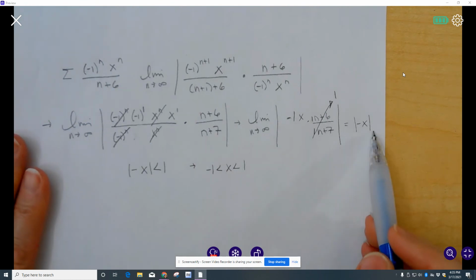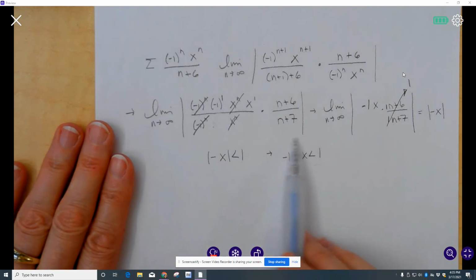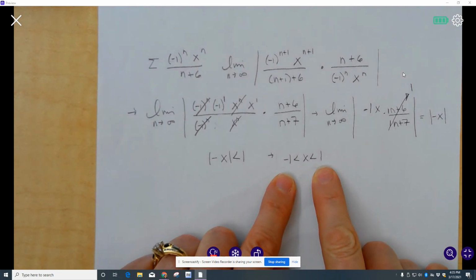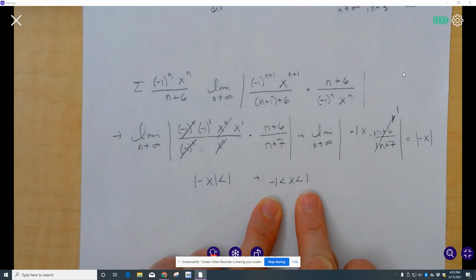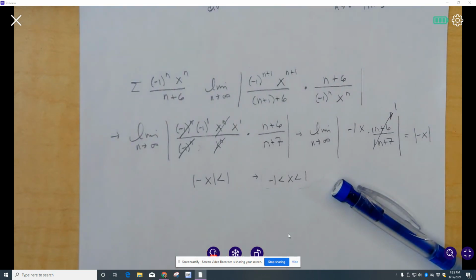So I'm left with absolute value of -x. For convergence, that has to be less than 1. So this is what I'm going to call my first interval of convergence. And then you want to go ahead like he did in the second part of his problem and check the endpoints. So I hope that helps. Let me know how it goes and if you have more questions.